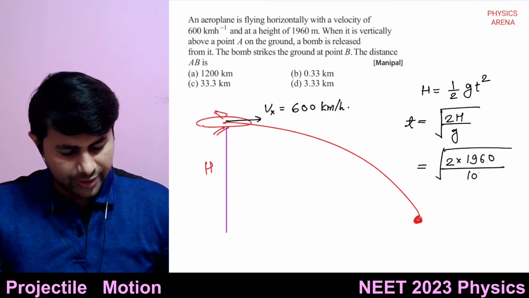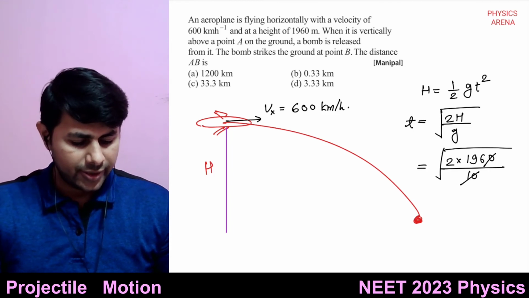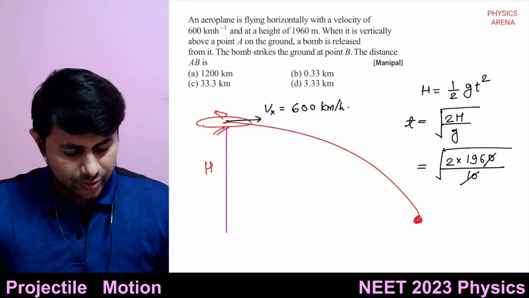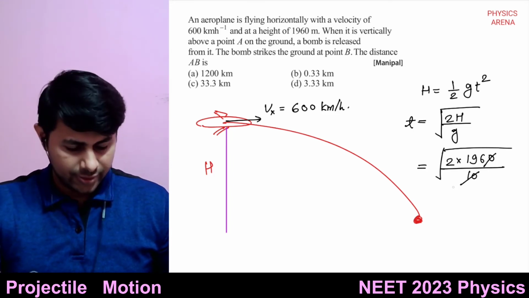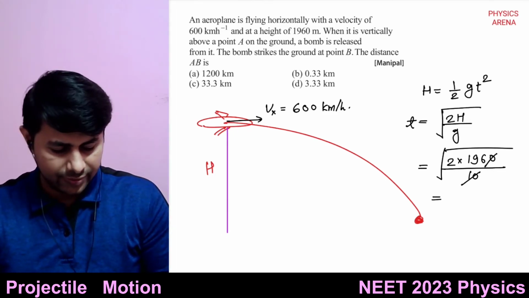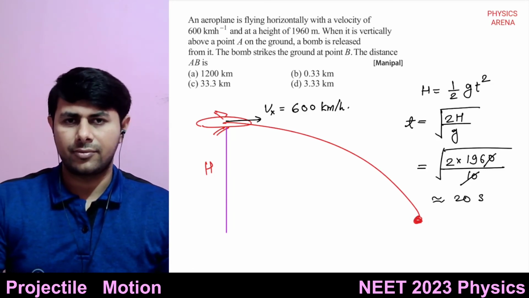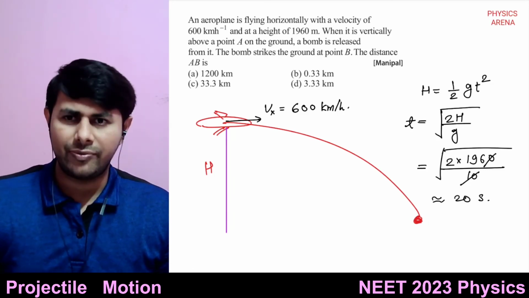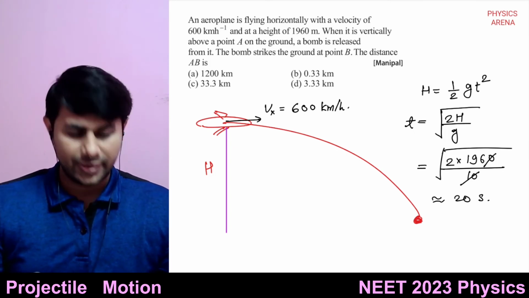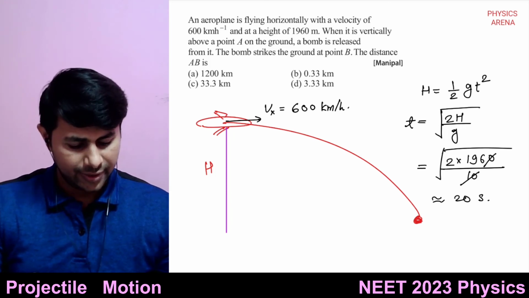So this thing will get cancelled. 196 times 2. Okay, yeah, close to 400. 392. Square root of that will be close to 20. Square root of 400 is 20. We have 392. It's close to 20, right?